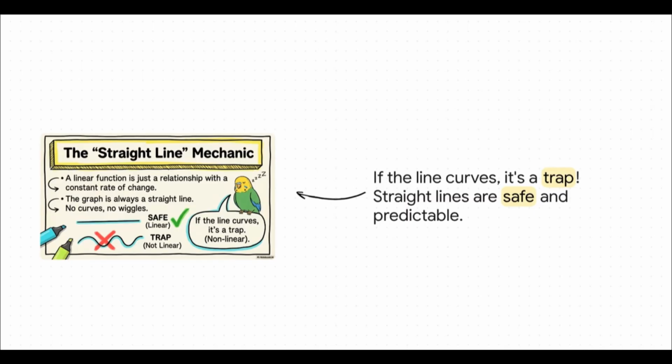And this makes it super simple to spot them. See a straight line on a graph? You're good to go. That's a safe, predictable linear function. But if that line starts to curve, or wiggle, or do anything else weird, it's a trap. That's a whole different kind of problem. For this speed run, we're sticking to that safe, straight path.